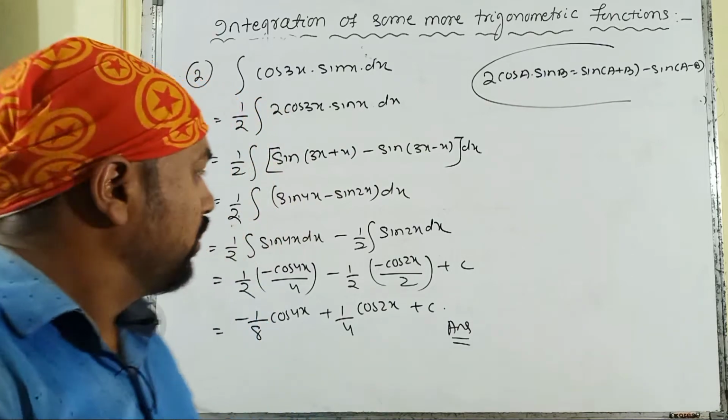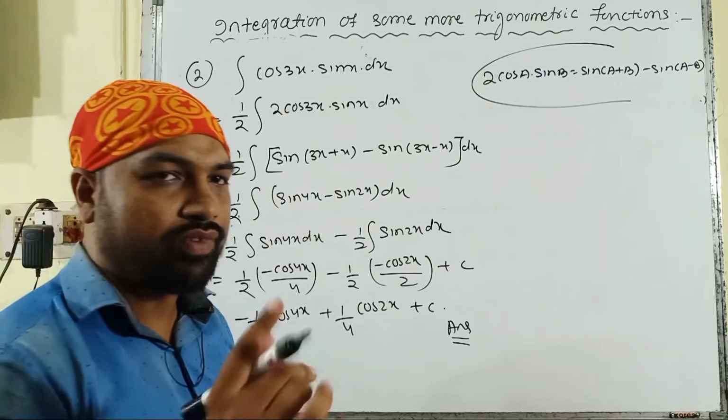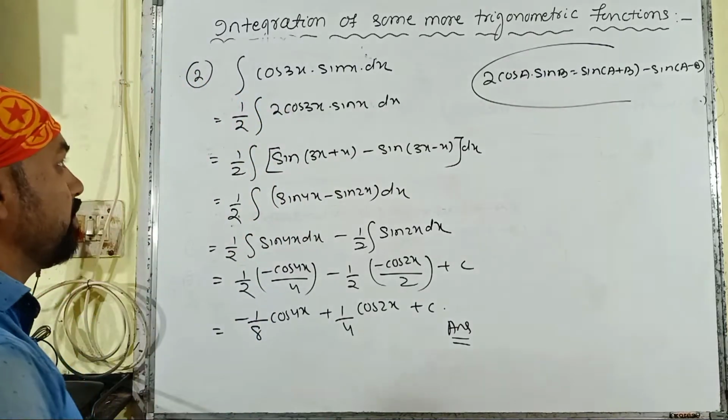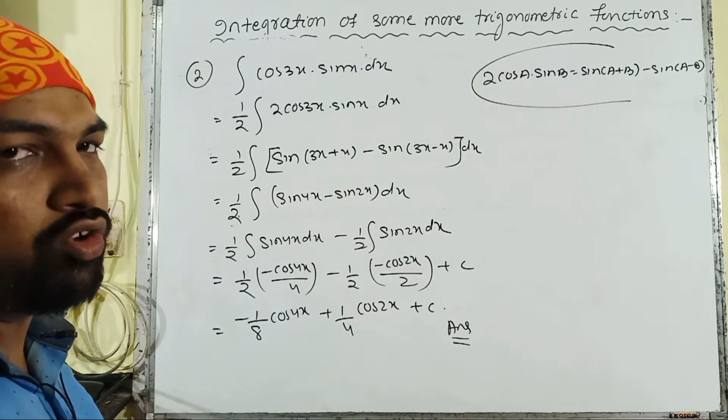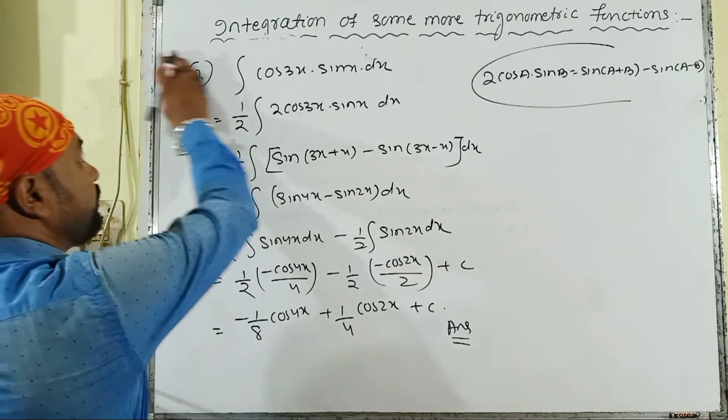Then let us go through another problem which is based upon type 3, that means integral of cos mx multiplied with cos nx dx.